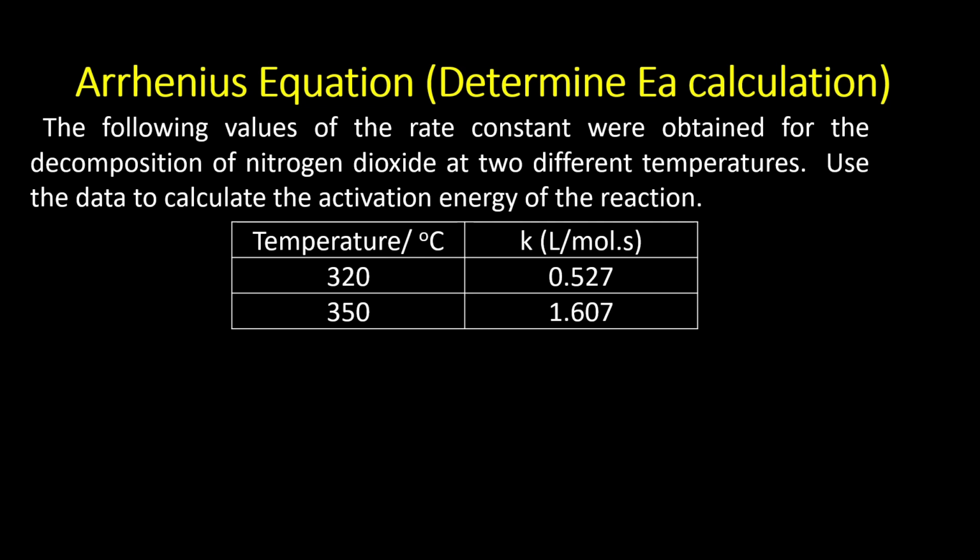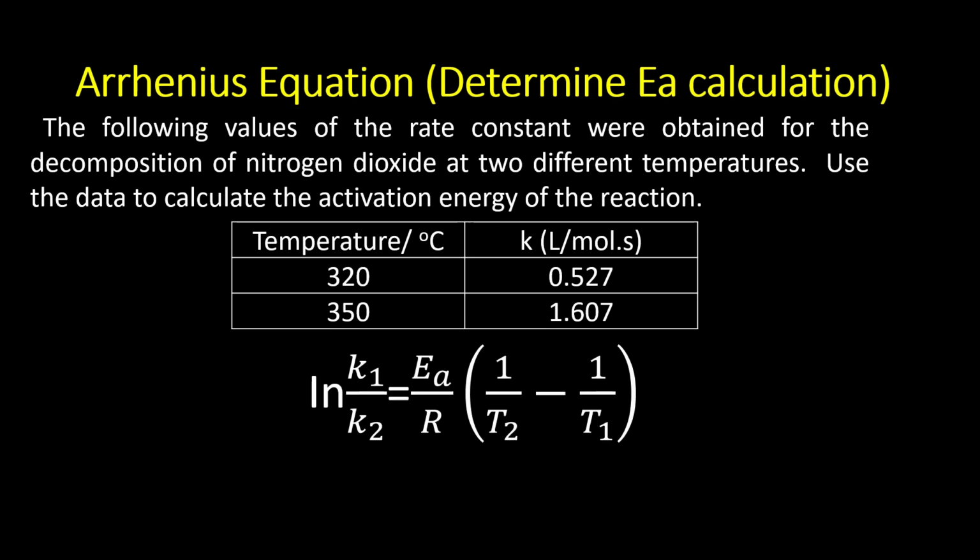For example, in this question, we are given two different rate constant values at two different temperatures. Therefore, to calculate the activation energy, we can use the formula ln K1 over K2 equals EA over R multiplied by 1 over T2 minus 1 over T1. And we can assume the first rate constant as K1 and the other rate constant as K2 and their respective temperatures as T1 and T2. Must remember, T1 and T2 must be in Kelvin.